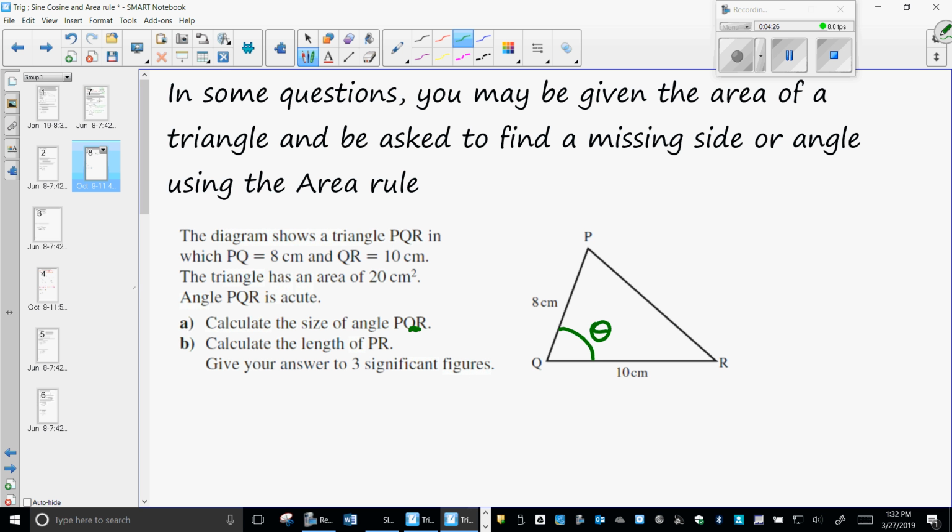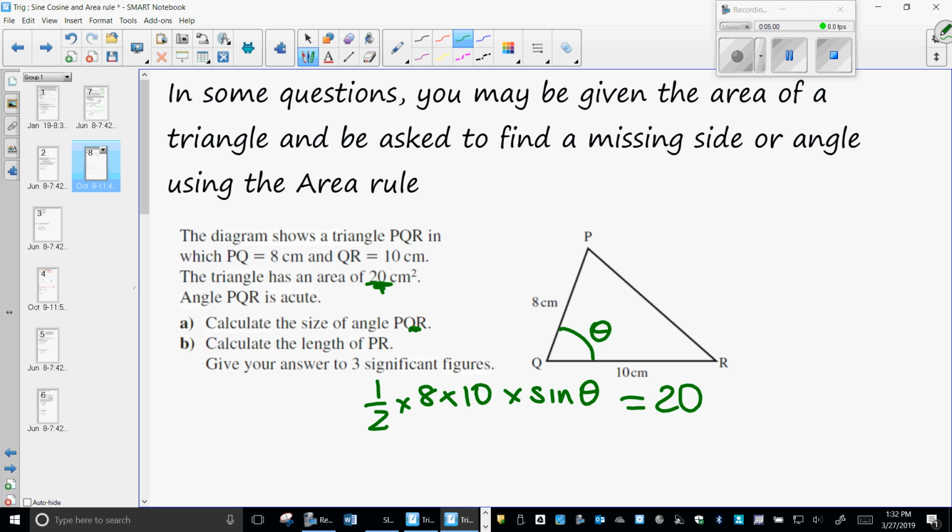The reason we're finding that is because they told us about the area. So if we were to use the area formula, that would be a half multiplied by 8 multiplied by 10 multiplied by sine of the angle, so sine theta. That would tell us the area of the triangle. But they've told us what the area is. They've told us the area is 20. And so we can form an equation.